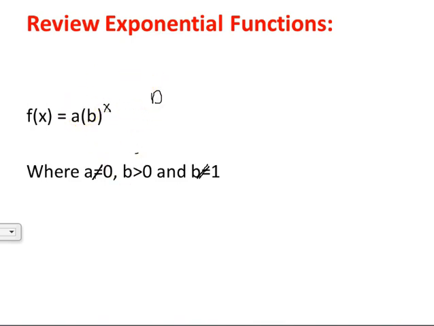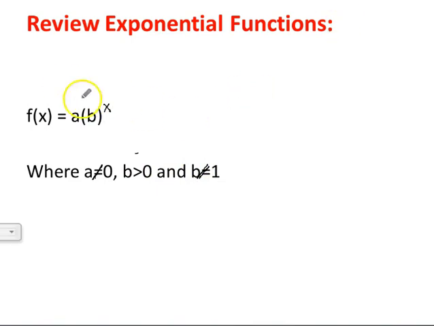So in our general formula for exponential functions, we have this format: f of x equals a times b to the x power. The a term is always our initial amount. It can never be 0. And b is the rate at which we grow or decay, and it always has to be greater than 0. Remember, it can be a fraction, any real number greater than 0. And b cannot equal 1 also. So those are our stipulations there.